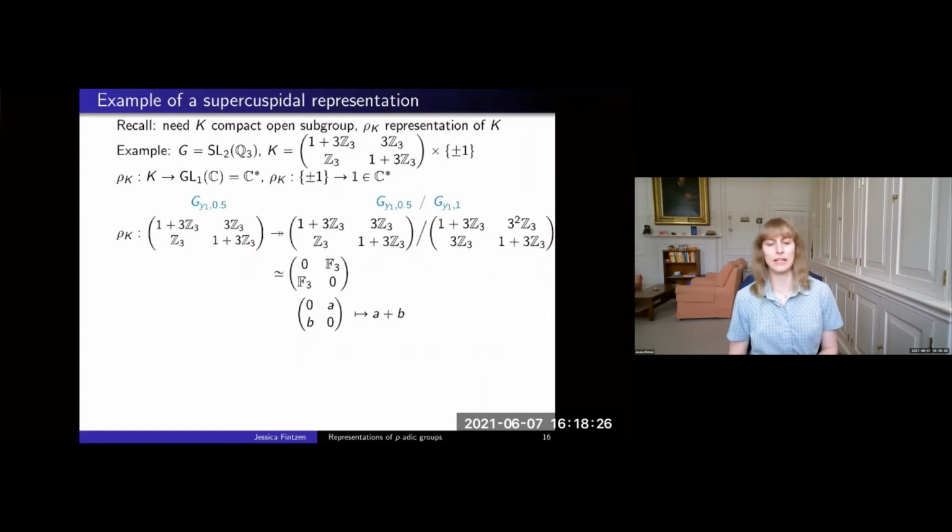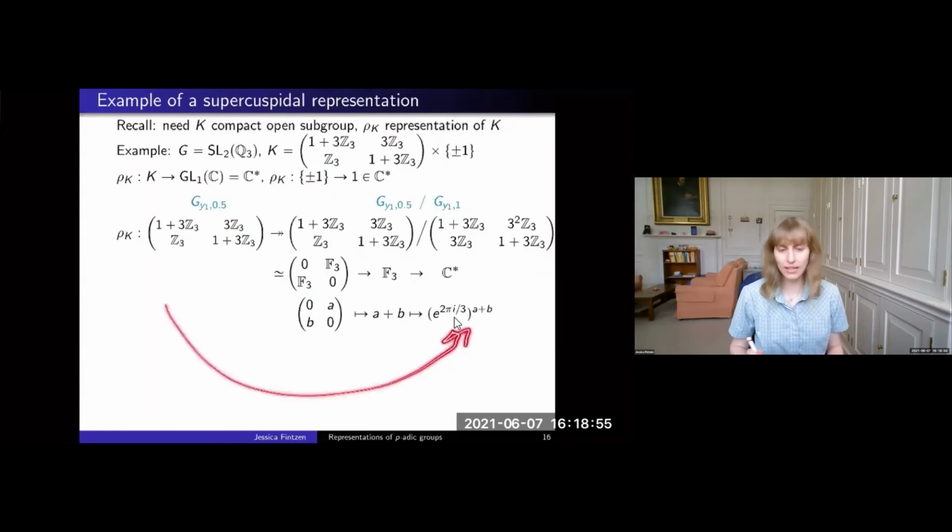So it's a finite group under addition. And so we can just take a matrix A and B and send it to the sum A plus B. So that's an element of our finite field with 3 elements, 0, 1, and 2. How do we get a complex number out of it? We just send it to the third roots of unity and raise it to the power A plus B. And so that way we now get a representation, a map from this compact open subgroup to C. So it's just this whole combination gives us the desired map. So that's good. We have a compact open subgroup and a representation out of it.